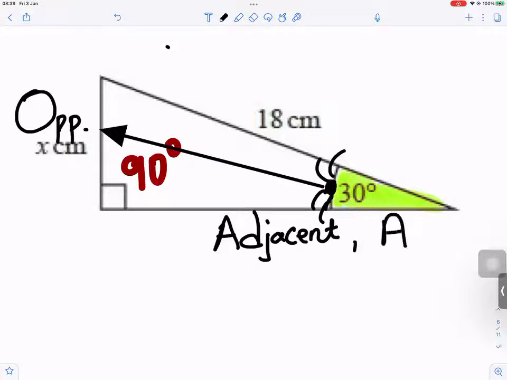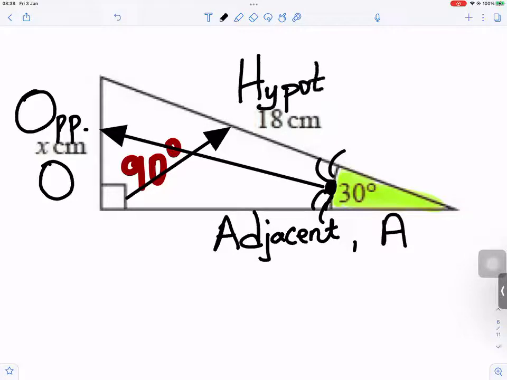We'll just use the letter A for adjacent, and the letter O for opposite. And the side which is opposite the 90 degrees, this side, we call that the hypotenuse. And we use the capital letter H for it.